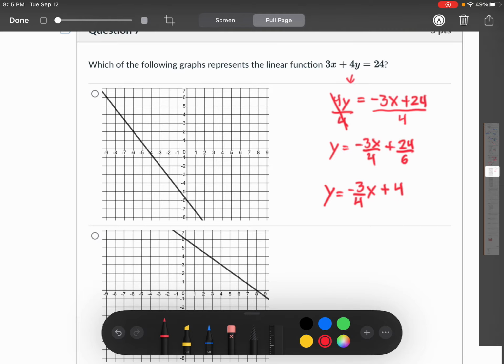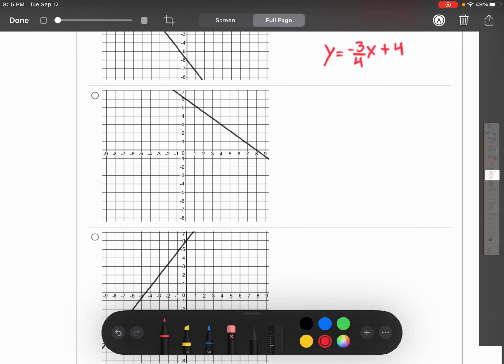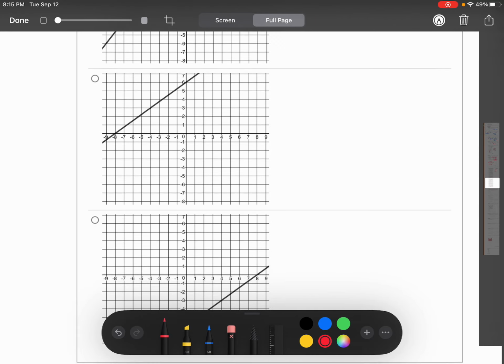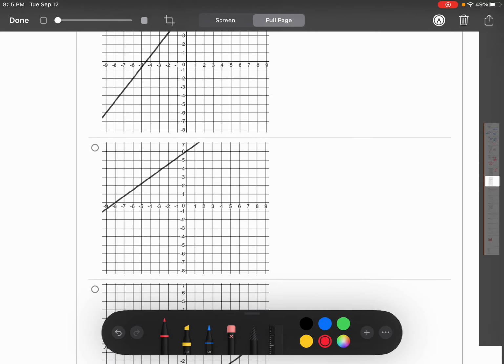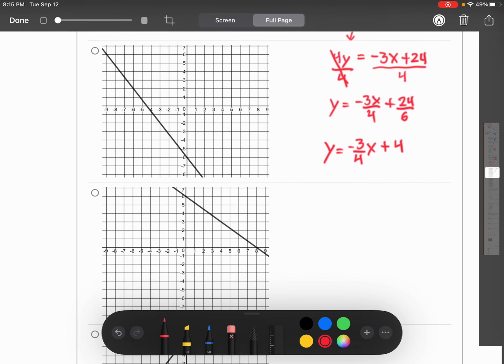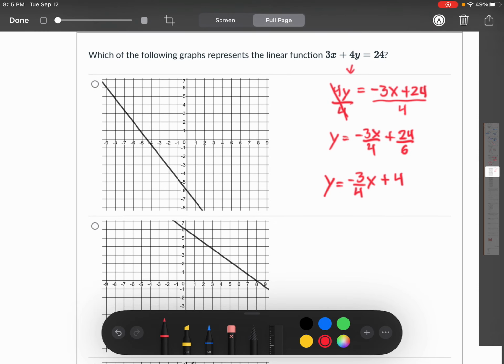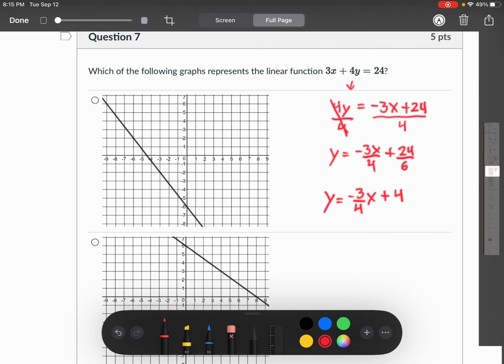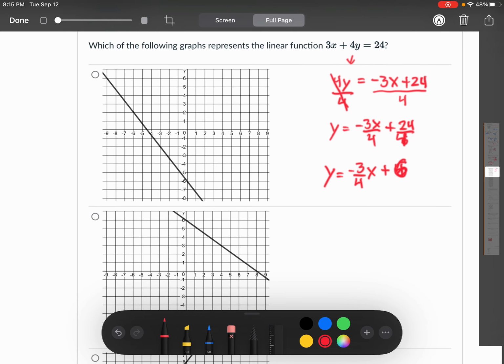Okay, so notice that the y-intercept is 4. So, wait a second. I don't have a 4. Did I miss? Oh, yeah. I divided here by 6 like an idiot. So this is 6. My bad. So notice that I can eliminate all the ones that don't have a y-intercept of 6.